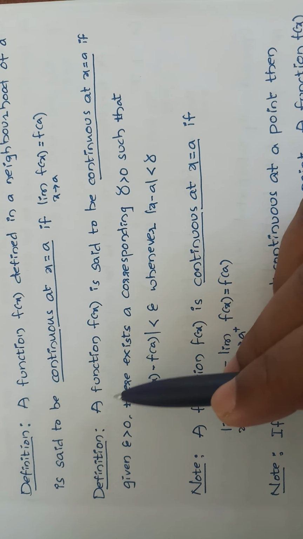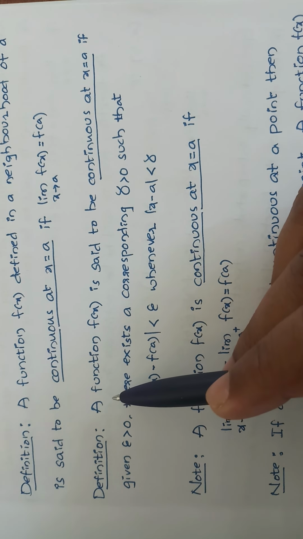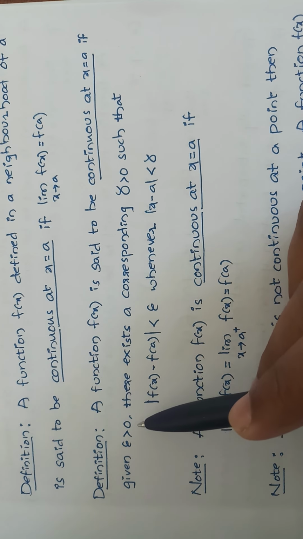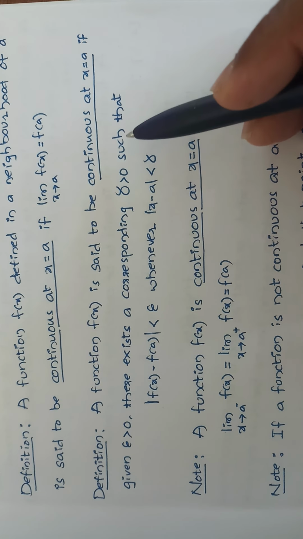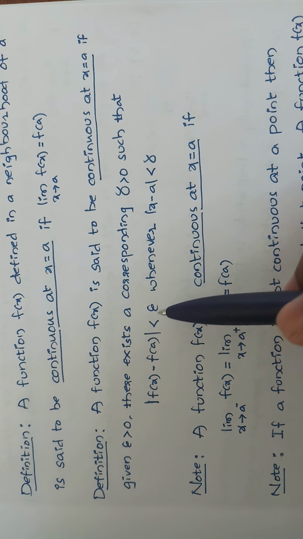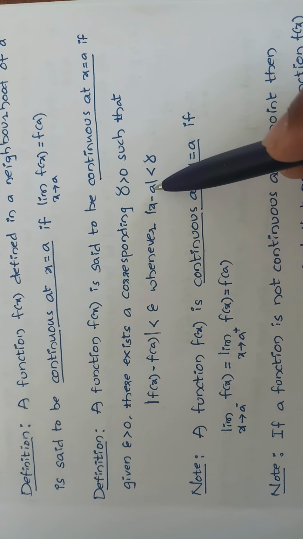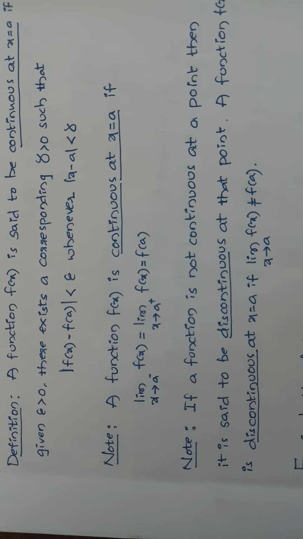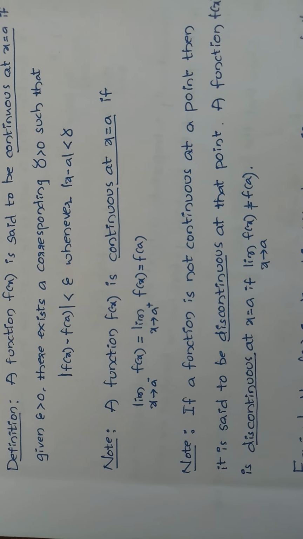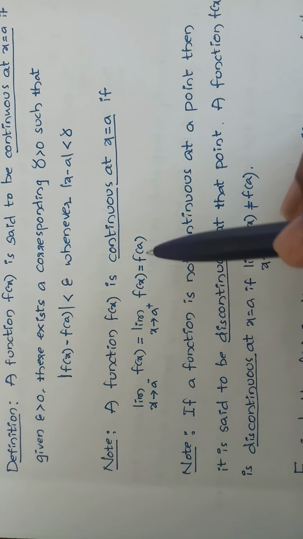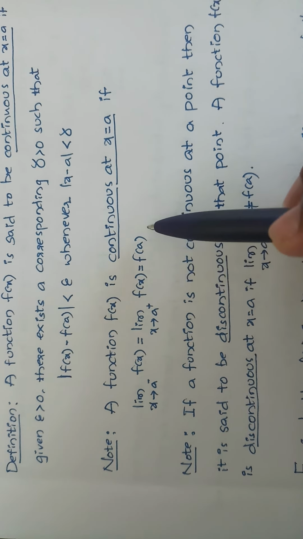So that is of the form: the function f of x is said to be continuous at the point x equals a if for given epsilon greater than 0 there exists a corresponding delta greater than 0 such that modulus of f of x minus f of a is less than epsilon whenever modulus of x minus a is less than delta. So note that a function f of x is continuous at x equals a if the left hand limit, right hand limit and value of the function are equal.